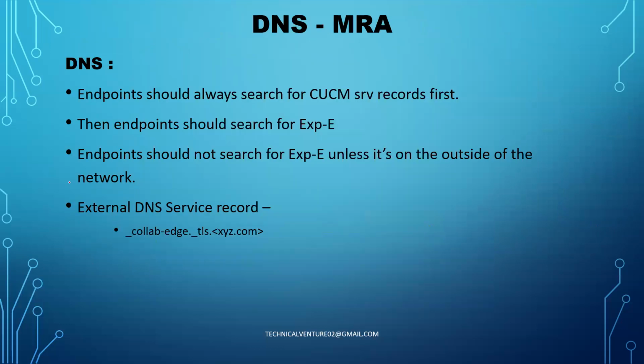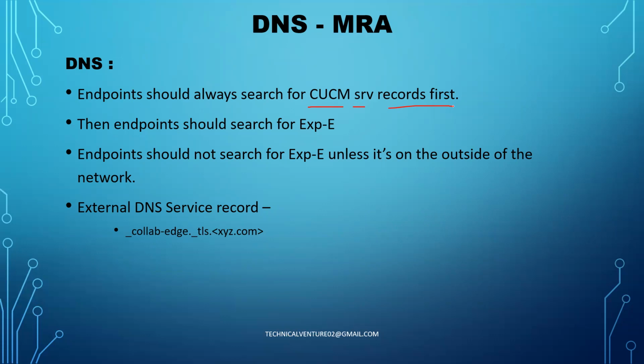Then the next thing, which is also very important, is the DNS part, right? It says endpoints should always search for CUCM SRV records first. So what is this CUCM SRV record first? If you want to register Jabber, which is on the internet, how will it reach out to the Expressway Edge?